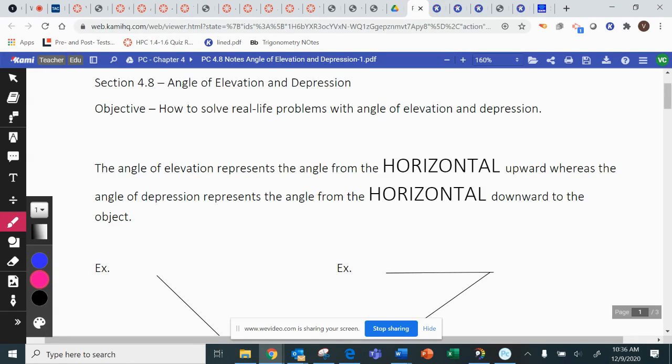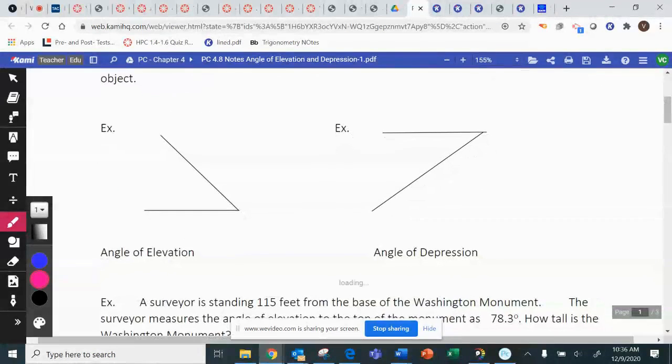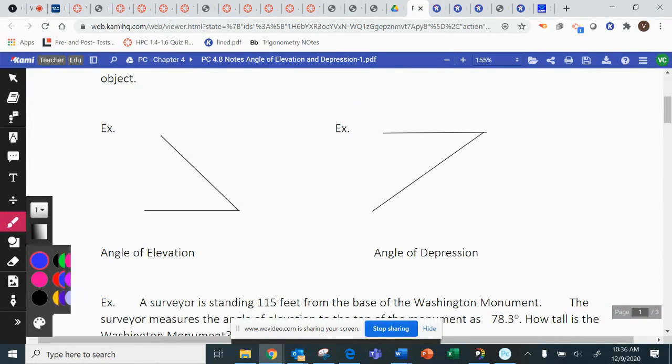Okay, so I've got an example of an angle of elevation. We have to start with the horizontal line. Here is my initial side.